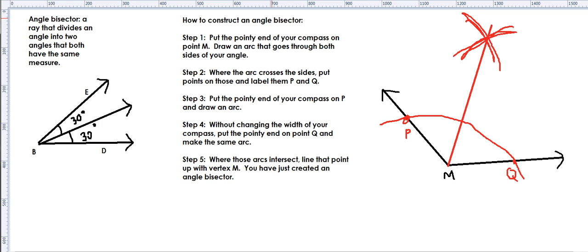That means that angle PM, and here I'm going to go ahead and mark this with a letter. We'll call this one R. That means that angle PMR is the same degree as angle RMQ. So both of those have the same measurement.